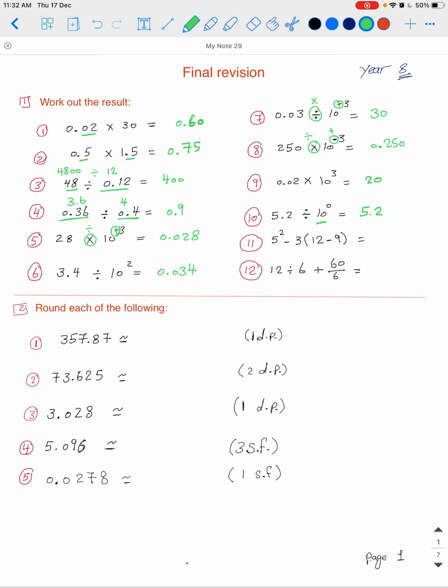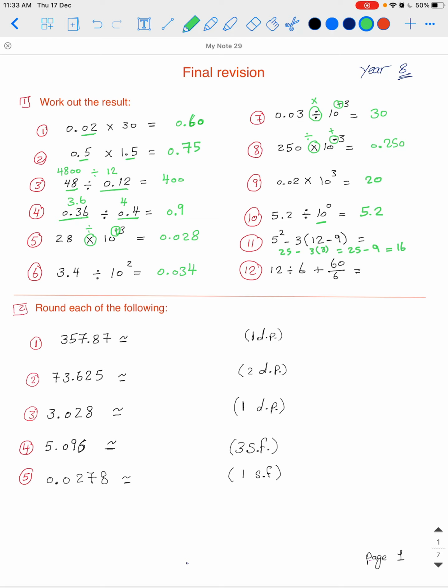Next one, this is order of operation. 5 power 2 minus 3, open bracket, 12 minus 9. So I will do bracket first. 12 minus 9, that means 3. Then 3, I will multiply it by 3, and I have here 5 power 2 means 25. So it's 25 minus 3 multiplied by 3, 9. 25 minus 9, that's 16.